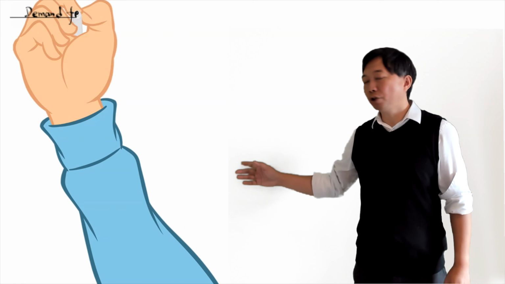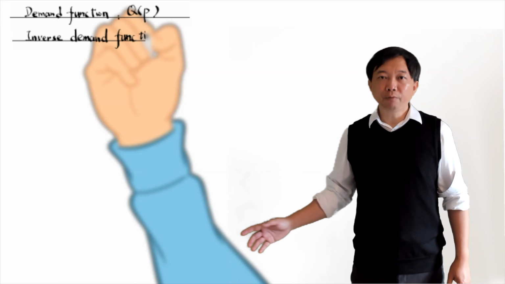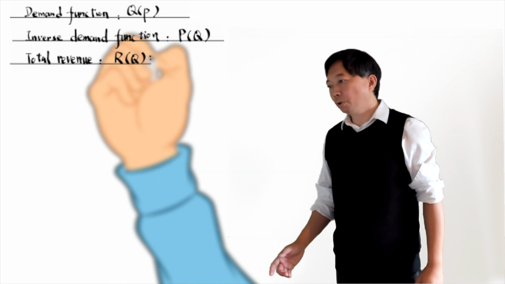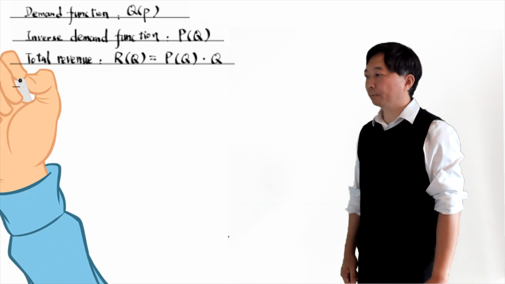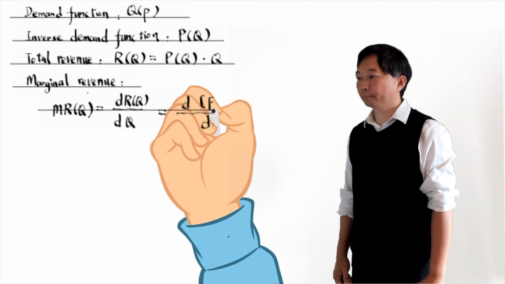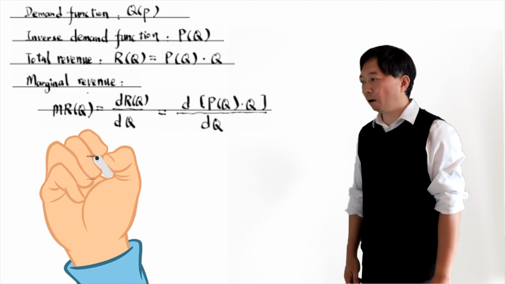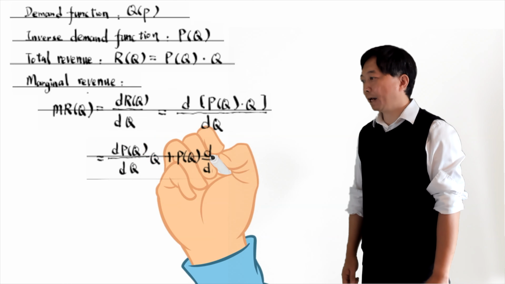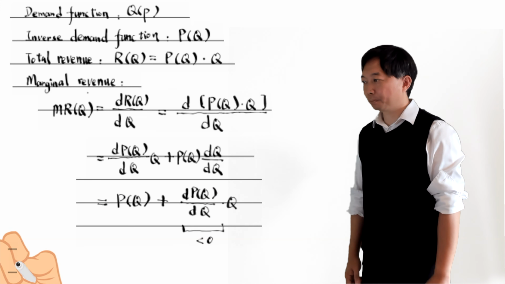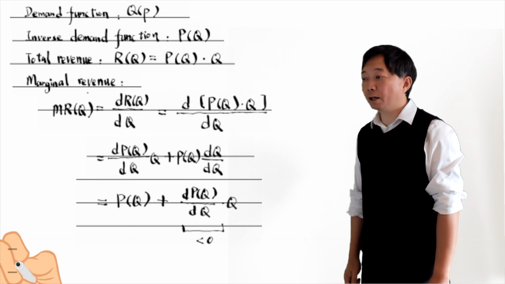Suppose the demand function is Q and the inverse demand function is P. The firm's total revenue is P times Q. The marginal revenue is equal to dR over dQ. Using the product rule of differentiation, we can write the monopoly's marginal revenue function as two terms. The first term is the price, and the second term is the slope of the inverse demand curve, which is negative because the inverse demand is downward sloping.